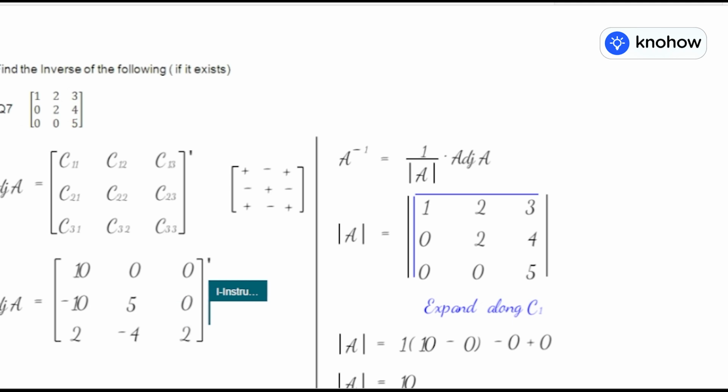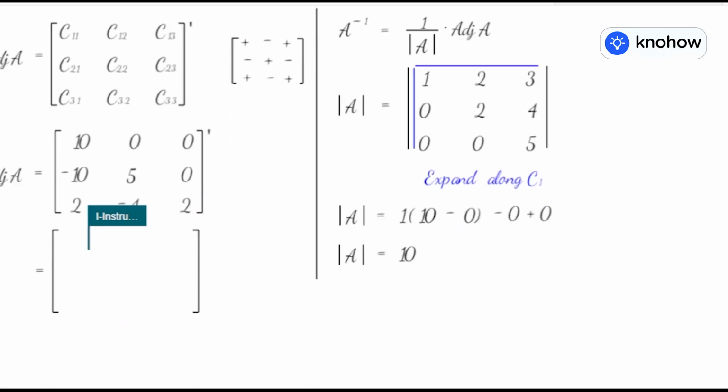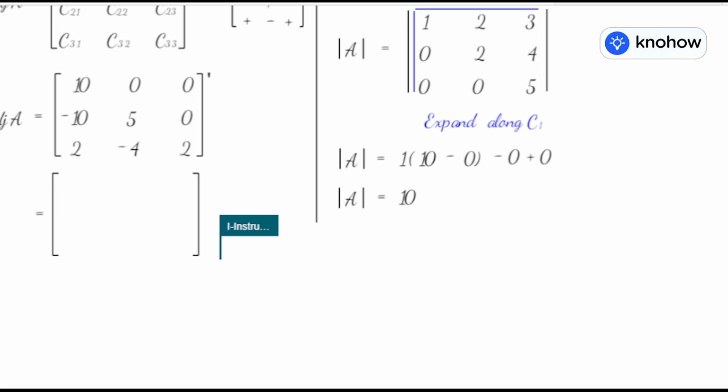So the elements of the first row, that is 10, 0, 0, you write in the first column. That of the second row, that is minus 10, 5, 0, you write in the second column. And the elements of the third row, 2, minus 4, 2, you write in the third column. So this is adjoint A.